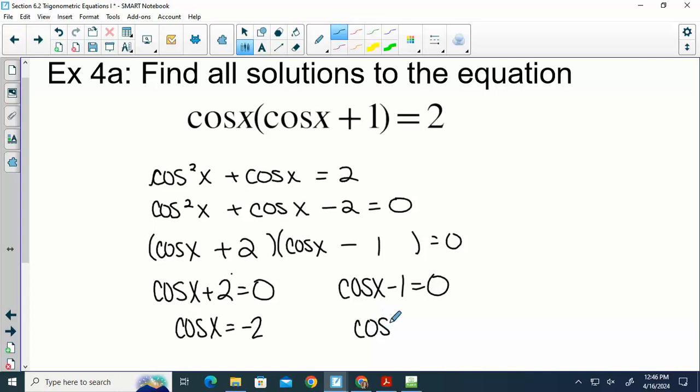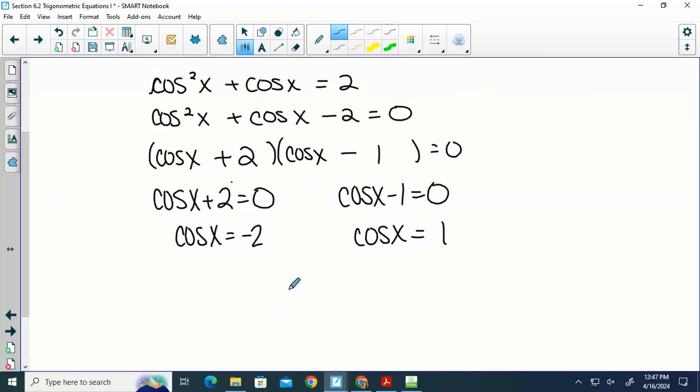Does it want me to use degrees or radians? So I did fail to tell you if we were doing degrees or radians. Let's do radians. If I say all solutions, what does that mean we have to do? Plus 2 pi k. All right, can cosine equal negative 2? No, cosine can only be between negative 1 and 1. So this is impossible, so I just ignore that one.